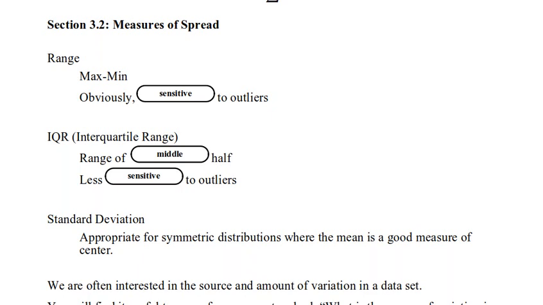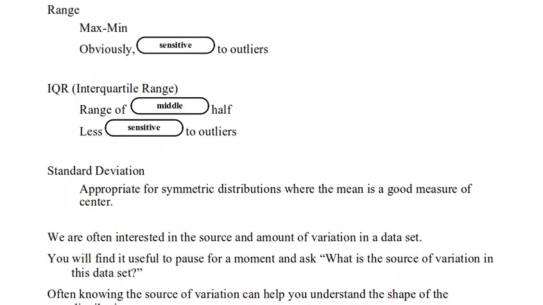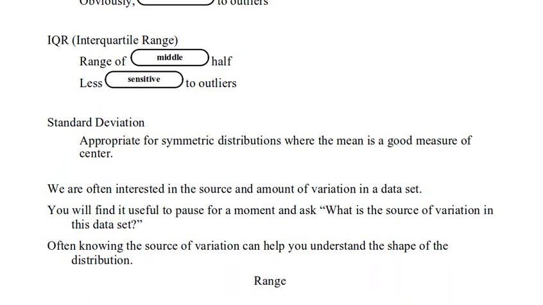The standard deviation is also appropriate, like the arithmetic mean, for symmetric distributions, and that means that the mean itself is a good measure of the center. It is the most sophisticated way of determining how spread out the data is. So we really do need to be concerned where data comes from, where the source of variation in data comes from, because that variation is key.